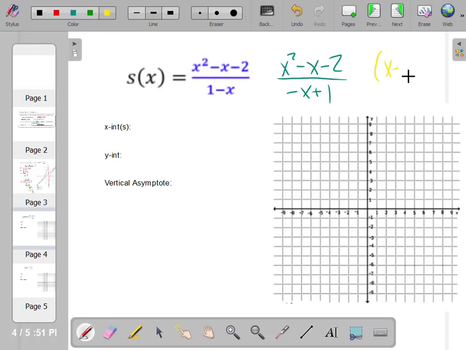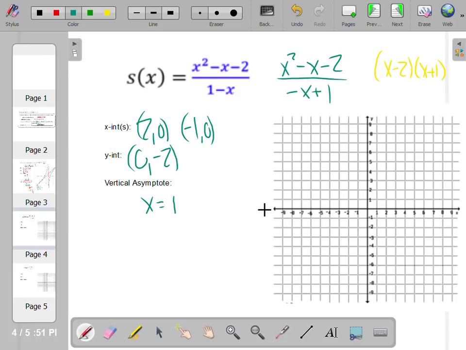Factor the numerator, x minus 2, x plus 1, and that is x-intercepts at 2, 0, and negative 1, 0. The y-intercept is negative 2 divided by positive 1, so 0, negative 2. And the vertical asymptote, negative x plus 1 equals 0 when x equals positive 1. So let's go ahead and draw those things. Y-intercept is at 0, negative 2. X-intercepts are at 2 and negative 1. And my vertical asymptote is x equals positive 1. So like that.